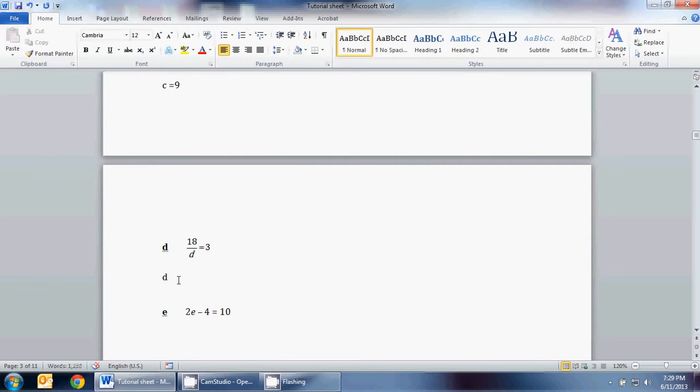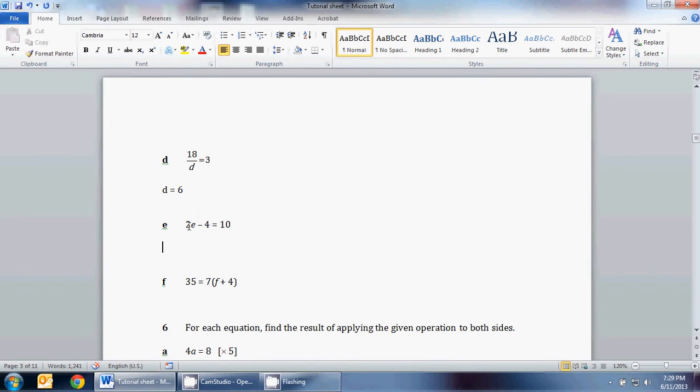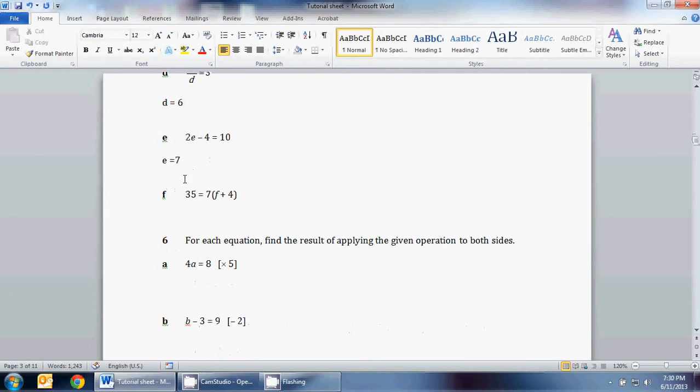Alright, so we put our D down. D equals 6. Okay. 2 times E minus 4 equals 10. So we put our E down. So 2 times something, take away 4, is going to equal 10. Alright, so 2 times 7 equals 14. Take away 4, it equals 10.